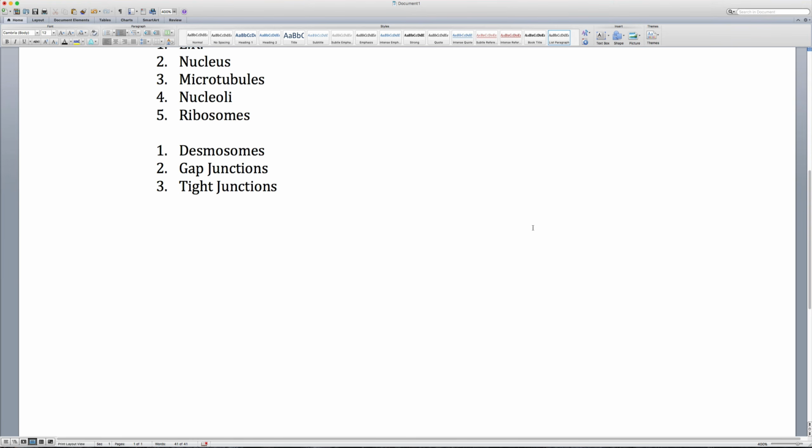Next question, what is a centriole? What's its function and what does it look like? Next question, are microtubules and cilia organelles?